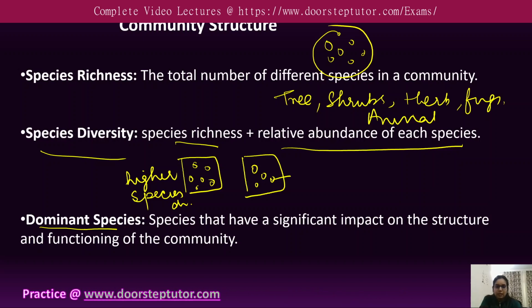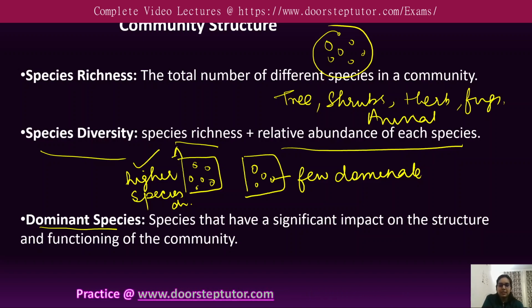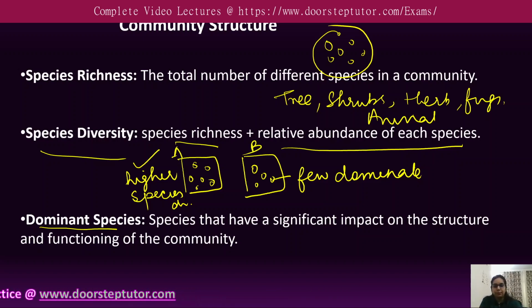Okay, where only a few species are dominating, while in another community the abundance of each species is equal, there is a uniform distribution of each species. In that case, community A will have higher species diversity than community B. Next is the dominant species.